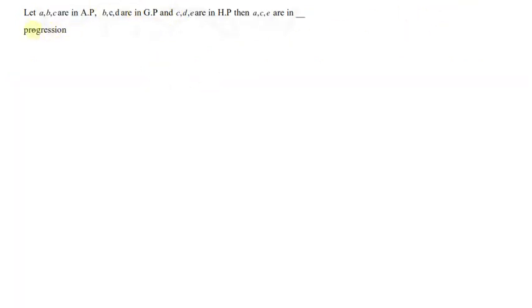Okay, in this question, A, B, C are in AP, B, C, D are in GP, C, D, E are in HP, then A, C, E are in what? Once again I'm stressing you, just look at the sum and read it carefully and try it yourself. After that, look at the solution. Look at my procedure also. Okay, come to this.